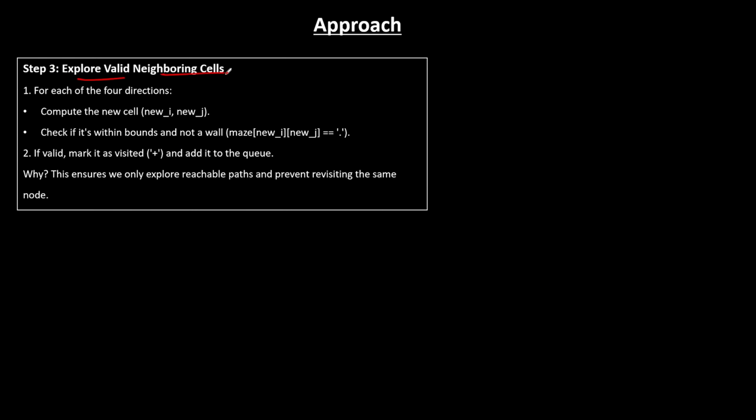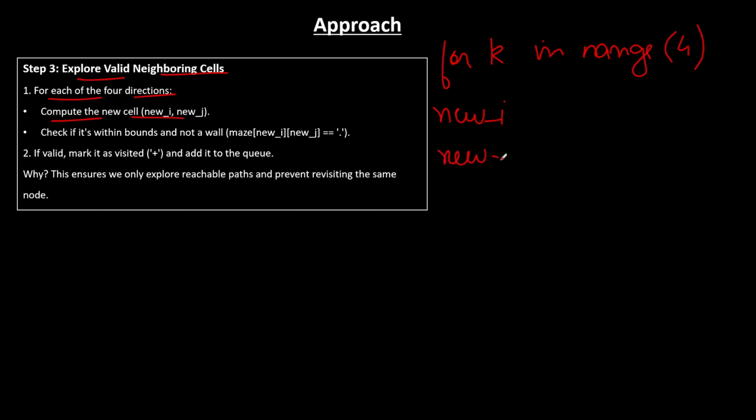Now explore valid neighboring cells. For each of the four directions, we compute the new cell. Now how will we compute all the four directions? That is the important thing. So we will run a loop for k in range 4. Then we will have a new row basically, and new j.